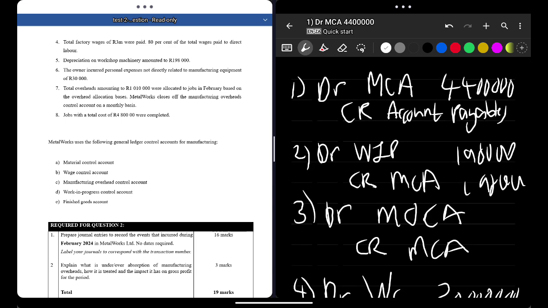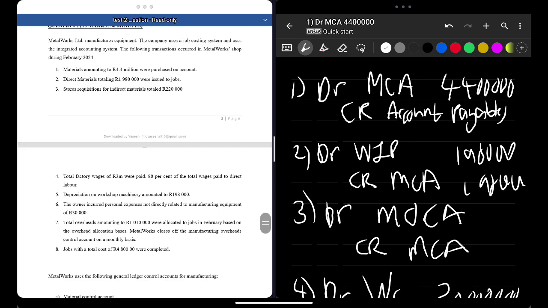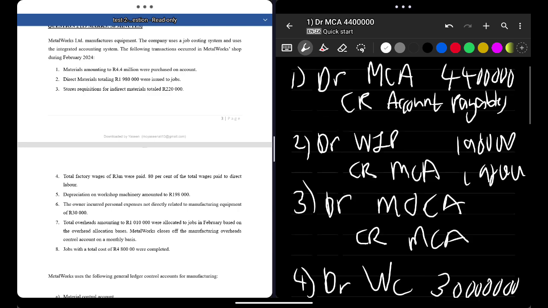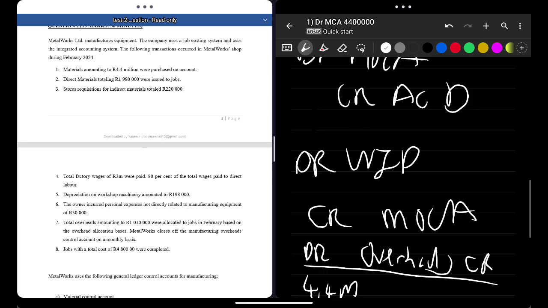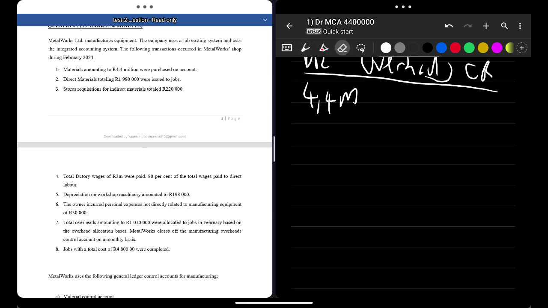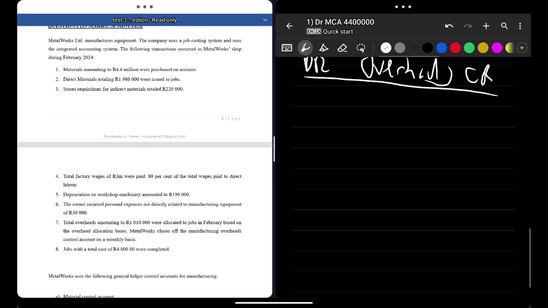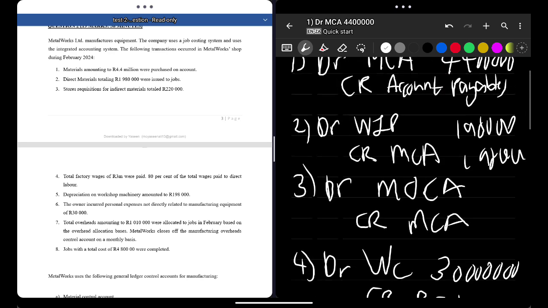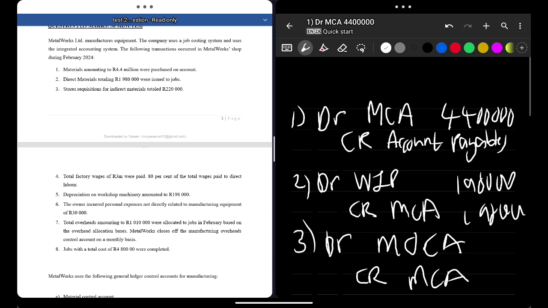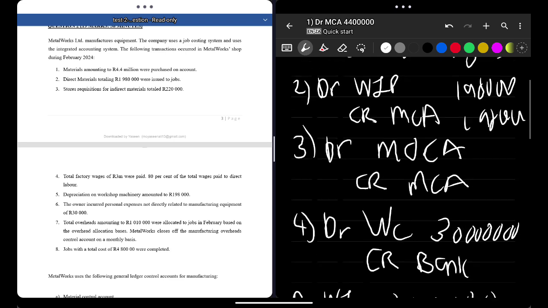Wait, what was journal entry 2? Direct materials issued to jobs. Sorry, that's the materials control account. We're working with the manufacturing overheads control account, MOCA. Then we just look at all the journal entries that relate to your overheads account. So MOCA, there we go. Number 3 is MOCA. For number 3, 220,000.